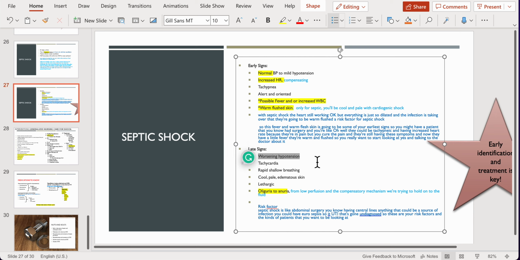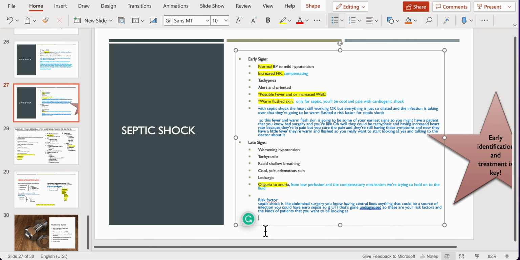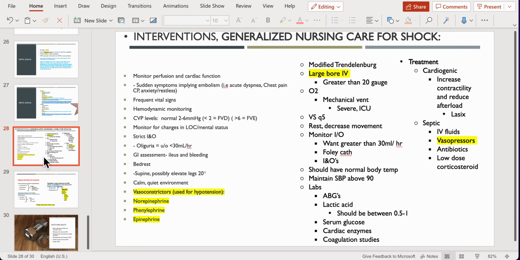Late signs: worsening hypotension, tachycardia, rapid shallow breathing, cool, pale, edema to skin, lethargic, oliguria to anuria from low perfusion and the compensatory mechanism. We're trying to hold on to the fluid. Risk factors for septic shock include abdominal surgery, central lines, anything that could be a source of infection. You could have urosepsis, a UTI that's gone undiagnosed. So these are your risk factors and the kinds of patients that you want to be looking at.